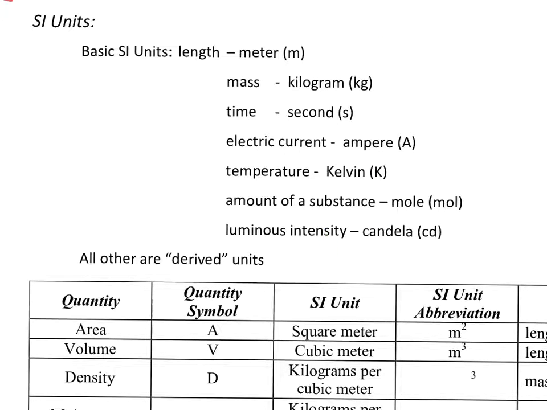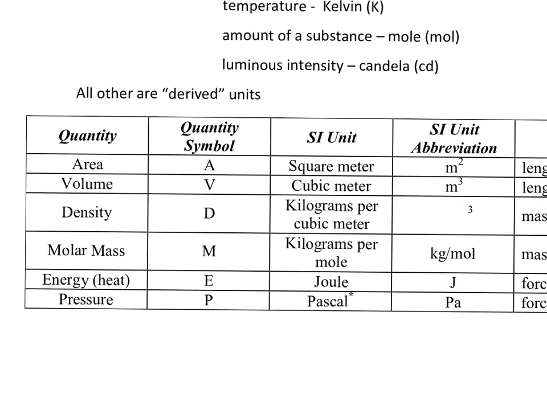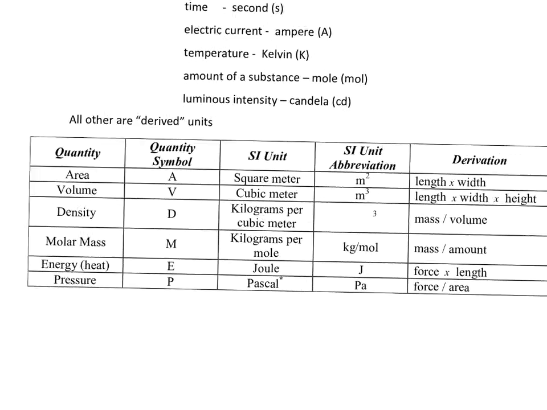Now, any other unit that you can think of is a derived unit. That means it's not a basic unit. So it's derived from several of these units. So here are some examples. For example, let's say you want to know area.